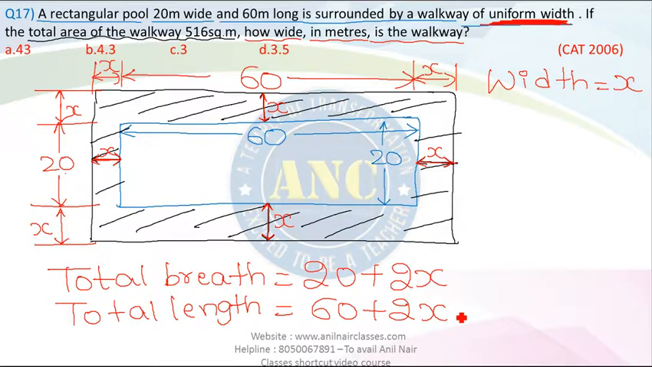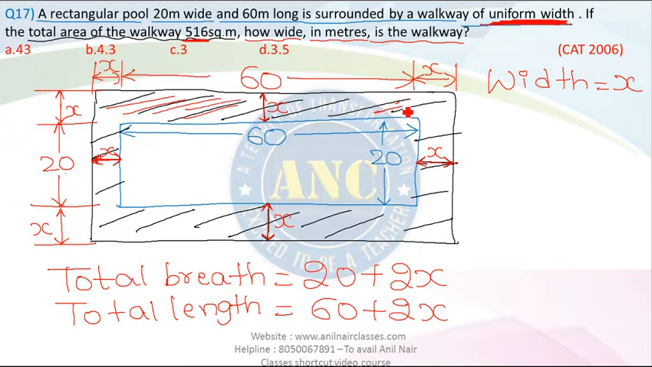Total length of the outer rectangle is 60 plus 2x. Now, what is it that they are asking, sir? This x value they are asking. Okay, but can I say like this? Area of this walkway. Yes, area of the walkway is given in the question as 516. I am not asking that value right now.